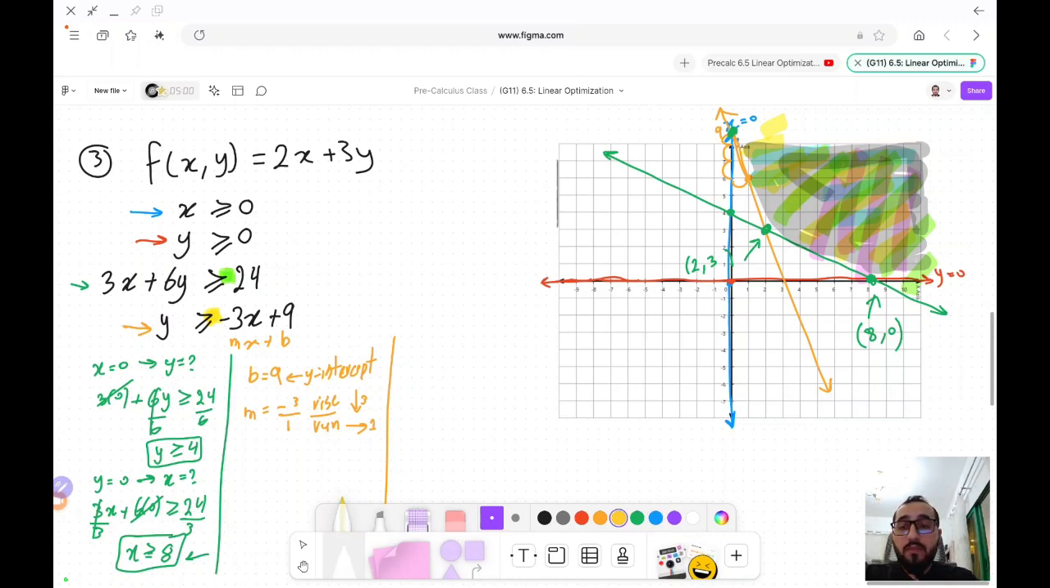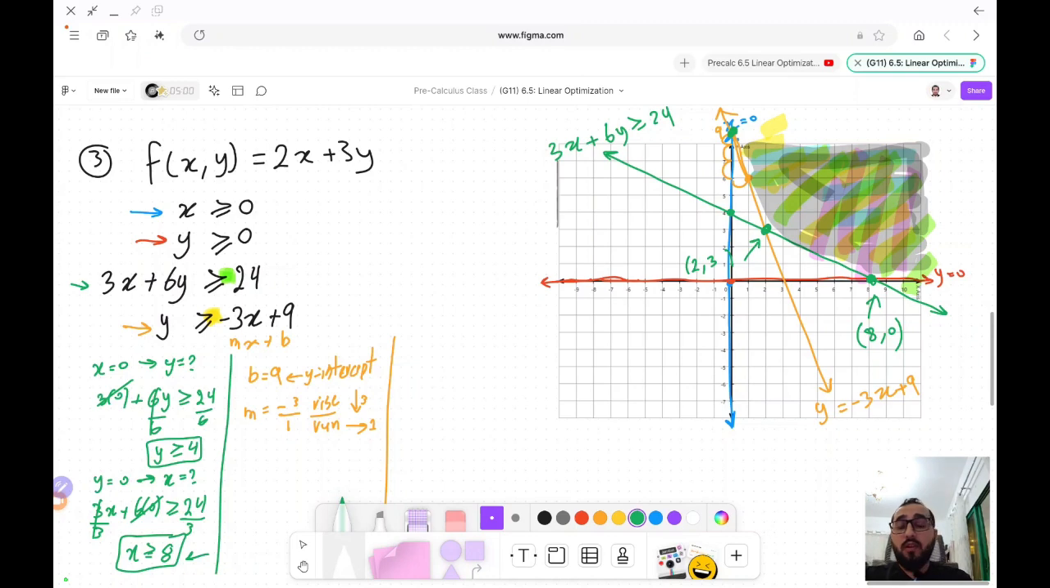What is the equation for the yellow one? The equation of the yellow one is y... okay, sorry, it's not yellow, it's orange, it's fine. So y equals negative 3x plus 9. And the green one, given here, is 3x plus 6y greater than or equal to 24.